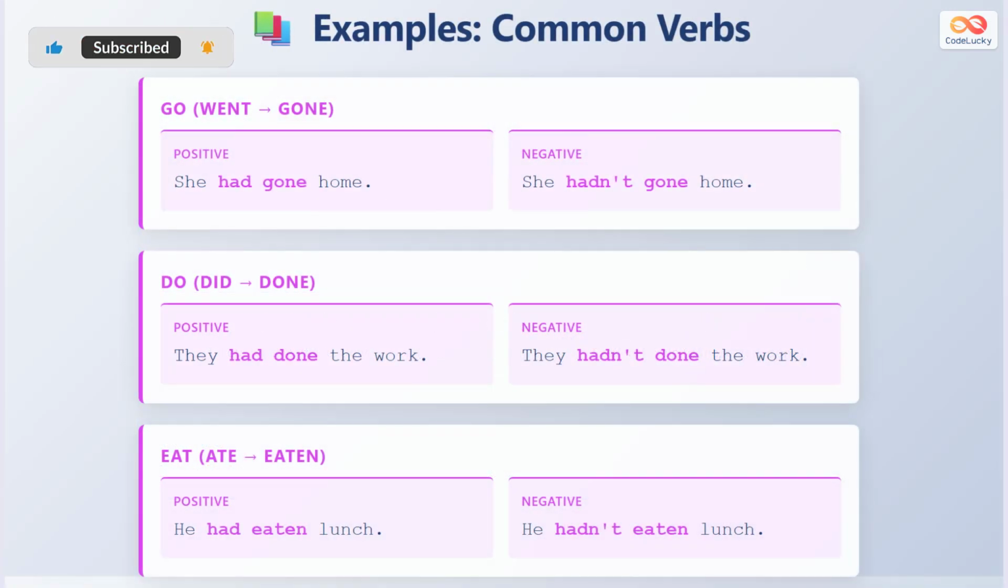Let's look at some common verbs in the past perfect negative form. With the verb go, the positive form is had gone, and the negative is had not gone or hadn't gone. For the verb do, the positive is had done, and the negative is hadn't done. For the verb eat, the positive is had eaten, and the negative is hadn't eaten. Notice that the past participle form changes with each verb, but the structure with had not remains the same.